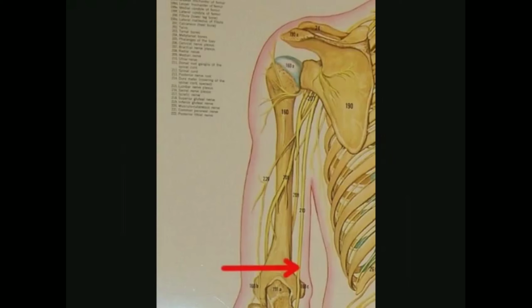Another area you can palpate is the region right above the posterior surface of the medial epicondyle. This is the ulnar nerve, and this is the nerve that causes you to feel a sharp pain when you hit your elbow, also known as your funny bone.